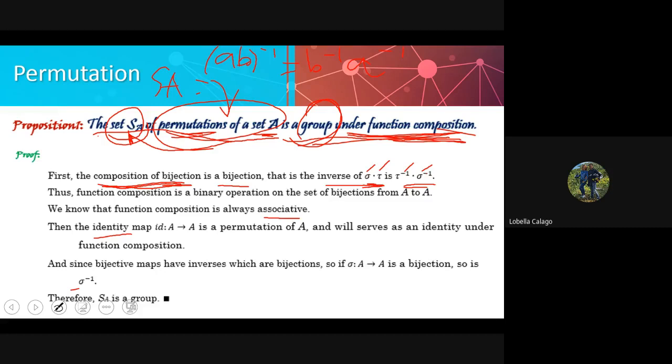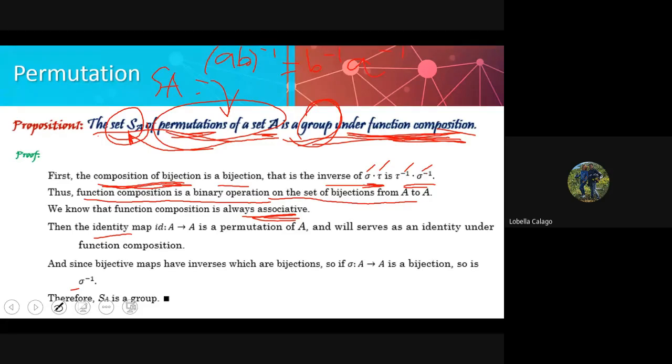So therefore, thus, function composition is a binary operation. So, binary operation siya on the set of bijections from A to A. So, there is a set of bijections from A to A. So, you're just mapping to itself, and there is an arrangement of the elements. Now, we can say that it is also associative. So, we found out na it satisfies the associative requirements.